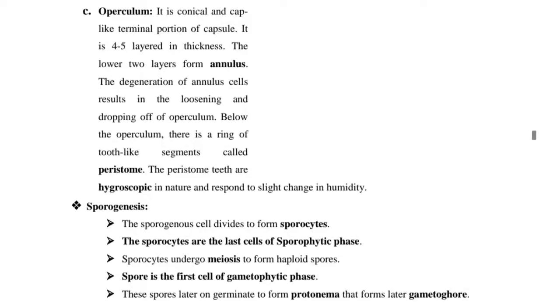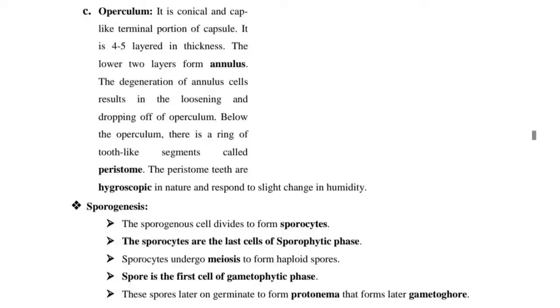C. Operculum. It is the conical and cap-like terminal portion of the capsule. It is 4 to 5 layers in thickness. The lower two layers form annulus. The degeneration of annulus cells results in the loosening and dropping off of the operculum. Below the operculum, there is a ring of tooth-like segments called peristome. The peristome teeth are hygroscopic in nature and respond to slight change in humidity.